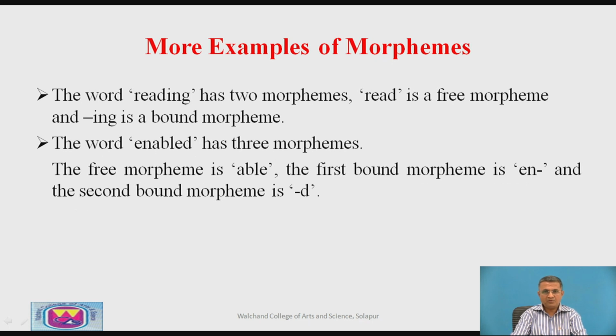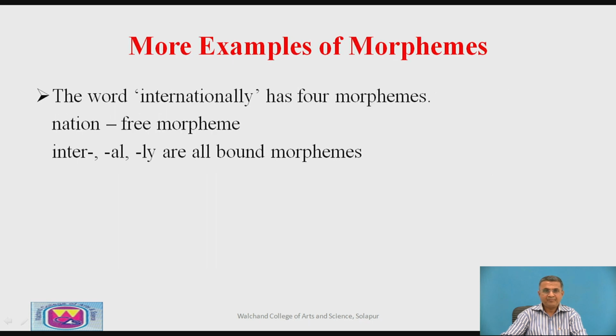Some more examples of morphemes. The word reading has 2 morphemes. Read is a free morpheme and ing happens to be a bound morpheme. The word enabled has 3 morphemes. The free morpheme in this word is able. The first bound morpheme is en and the second bound morpheme is d.